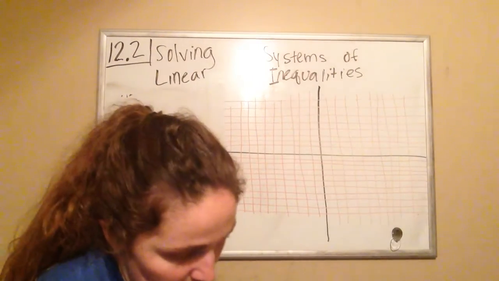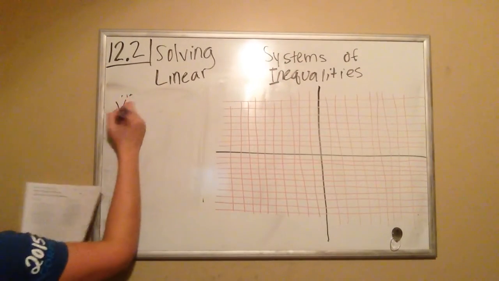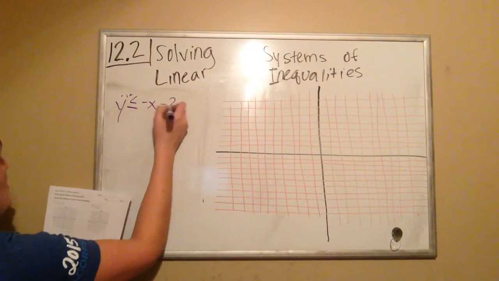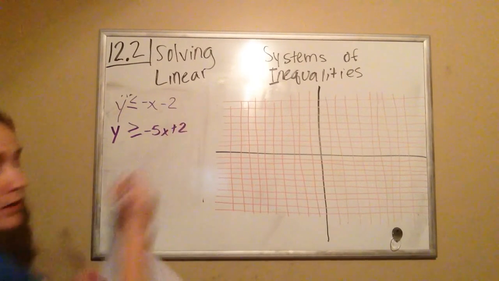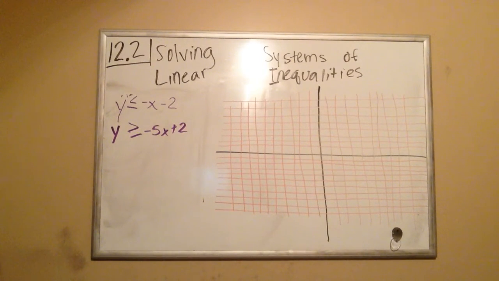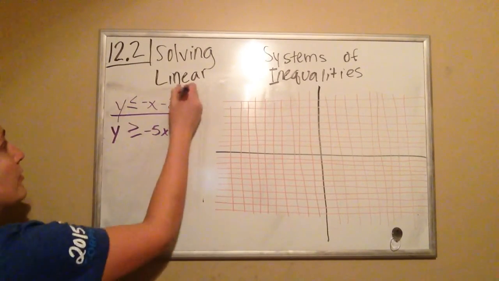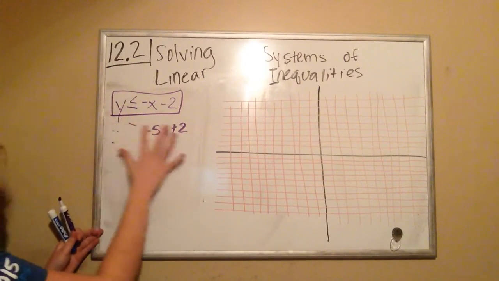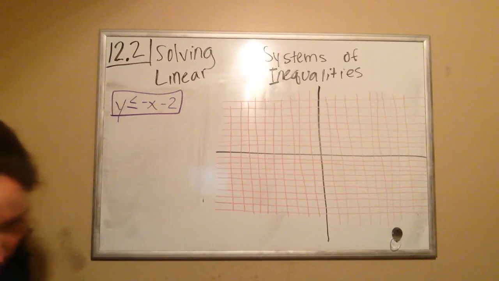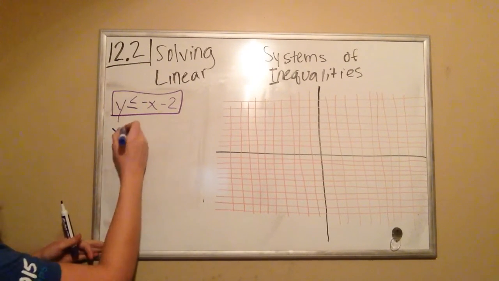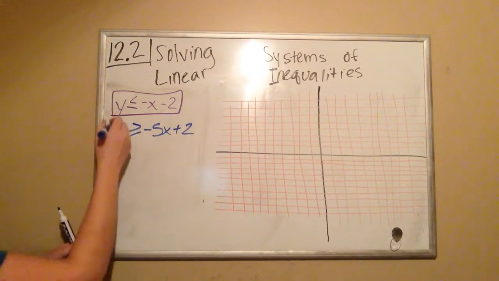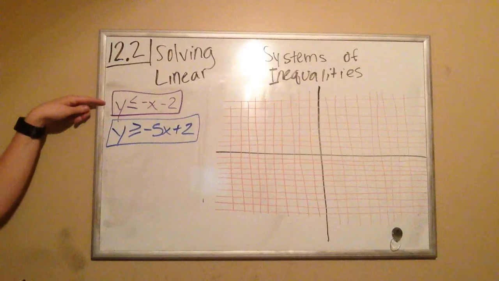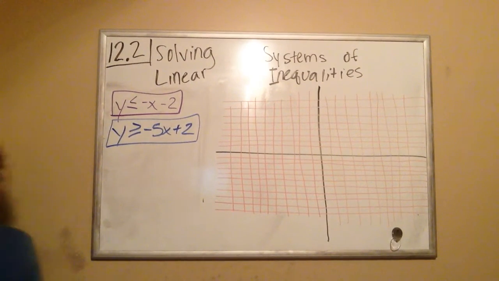Alright, so number 1. y is less than or equal to negative x minus 2, and y is greater than or equal to negative 5x plus 2. With your two different colors, let's say one of my colors is purple, so I'm going to box my first equation in purple, and let's say my second equation is blue, so I'm going to write it out and box it in blue. Go ahead and do that on your paper. Make sure you're boxing the first equation in one color and the second equation in the second color.